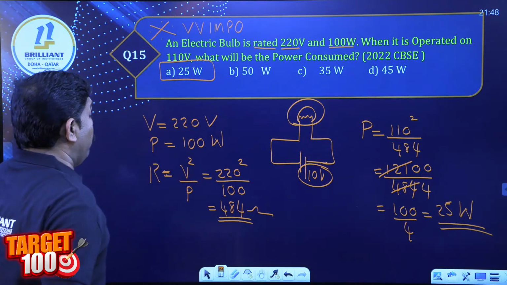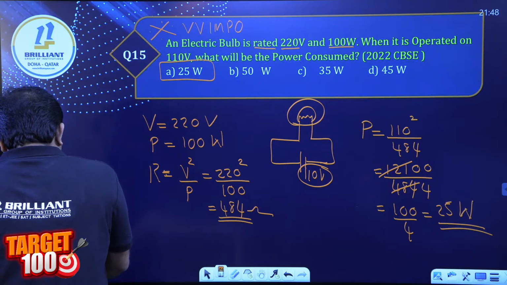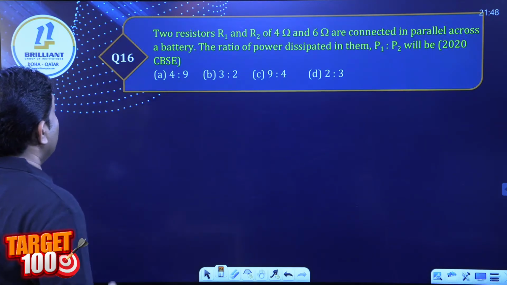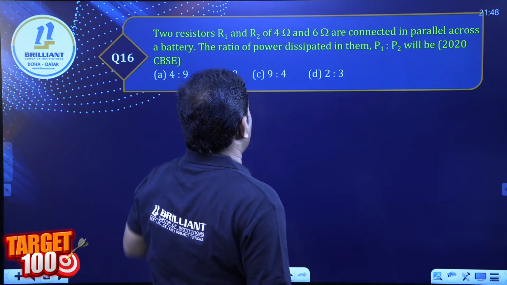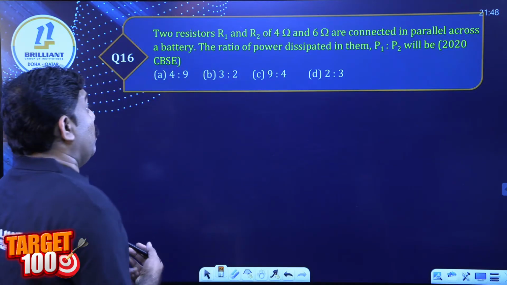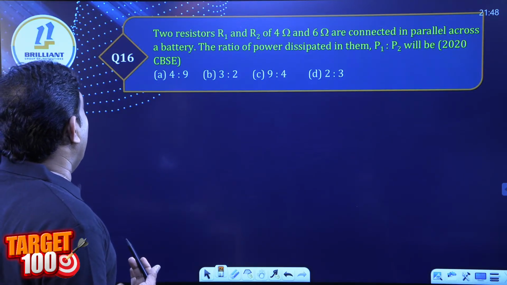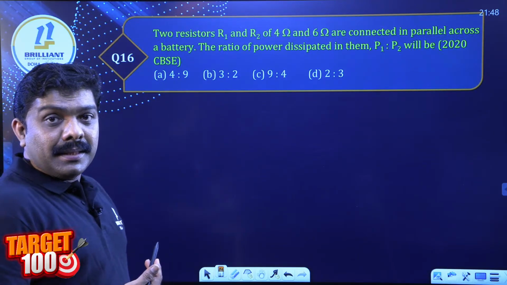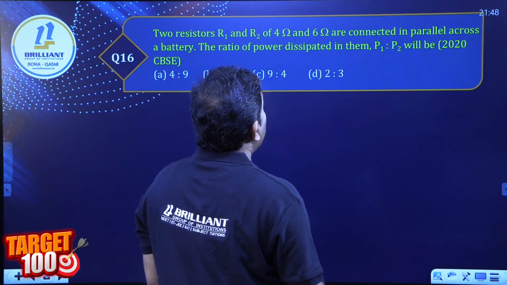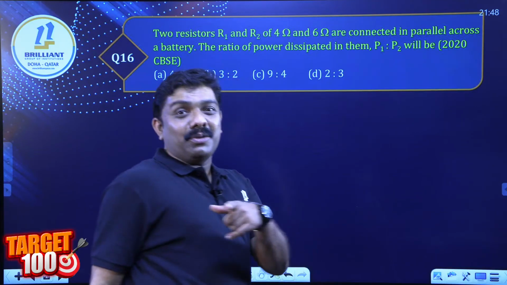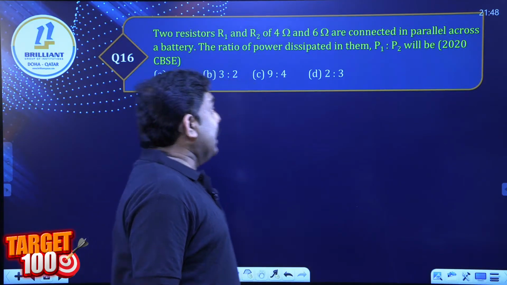So that is equal to 484 coming. Now the next question we are doing, question 16. Two resistors R1 and R2 of 4 ohm and 6 ohm are connected in parallel across the battery. The ratio of power dissipated in them, P1 is to P2, will be. This is a 2020 CBSE question that we are explaining now.